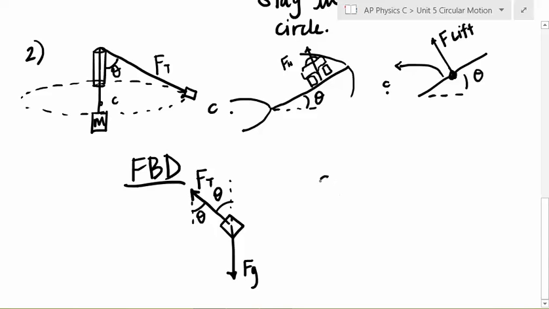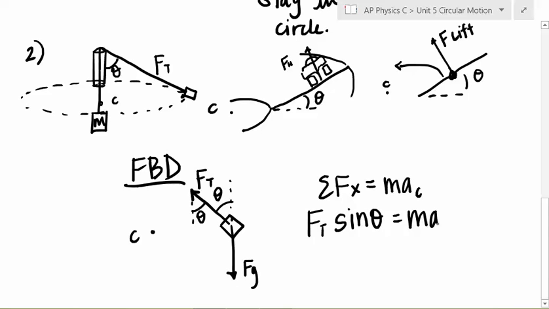So when I sum the forces in the x direction, there is only one force in the x direction, and it's pointing towards the center of the circular path. And so it must be equal to m a_c. That force would be F_T, but opposite, so F_T sine theta would equal m a_c.